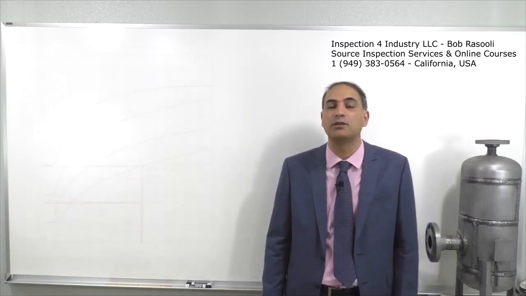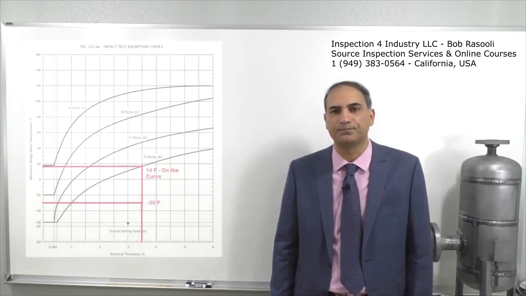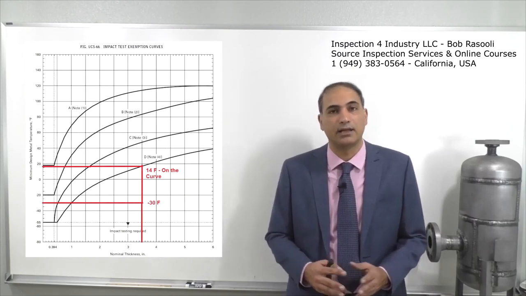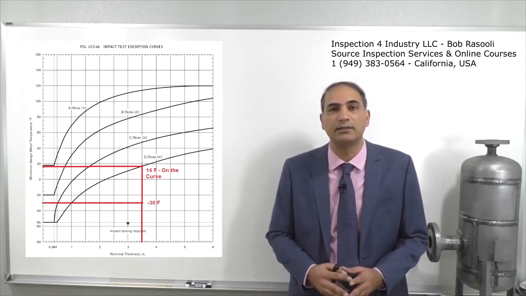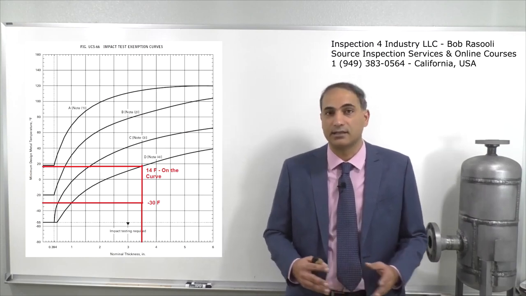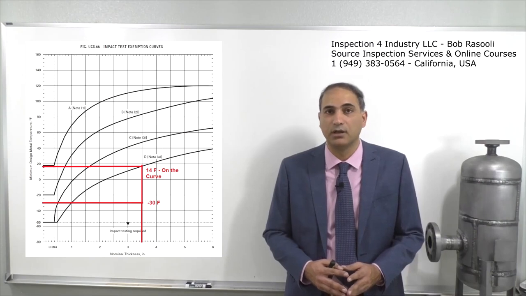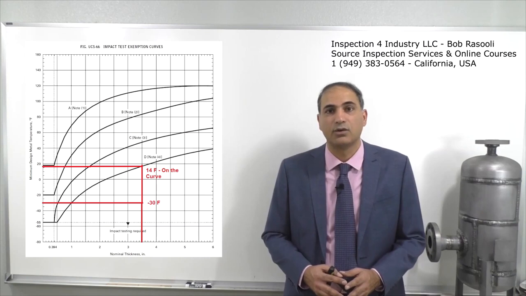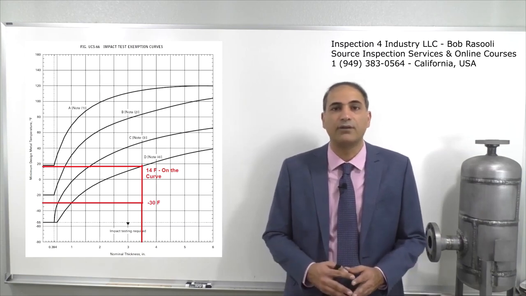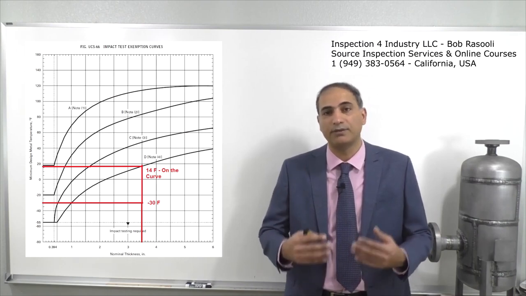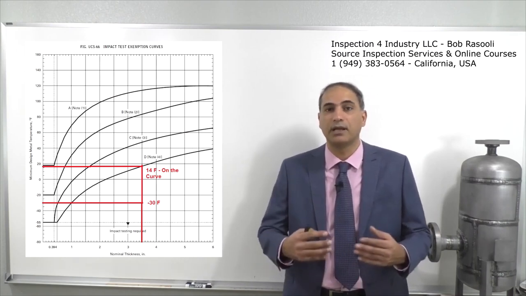So we have to move forward to see if we can get exempted by the UCS 66A. I put on screen a curve that you need to make an assessment. On the vertical axis on the left side, you can see the minimum design metal temperature, and the horizontal axis is the thickness. There are 4 curves: curve A at the top, curve B below it, curve C below curve B, and curve D below curve C.